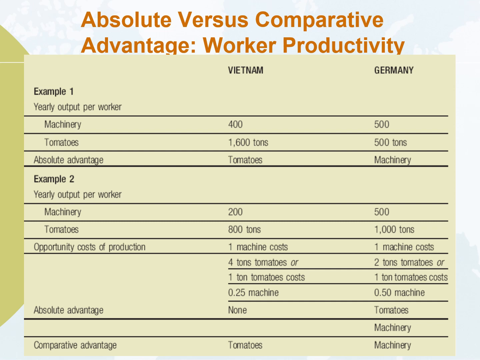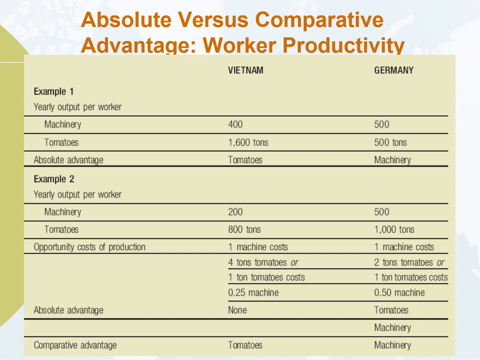This would suggest that Vietnam has no advantage in trading or selling their product, as the German workers are better in both machines and tomatoes, right.